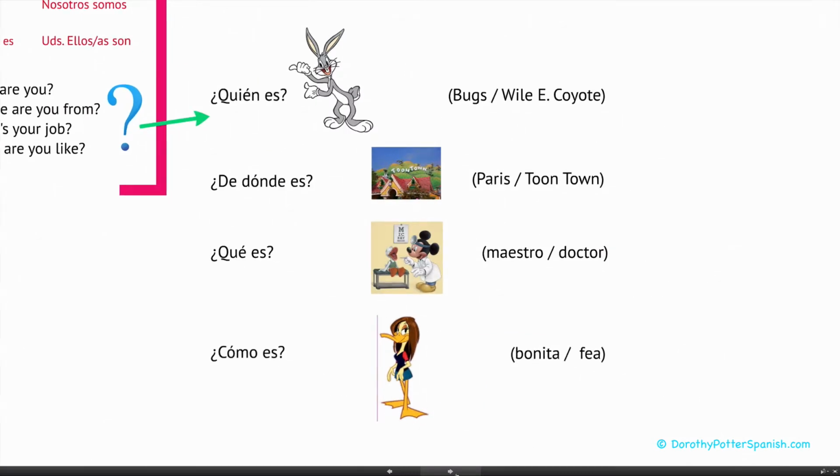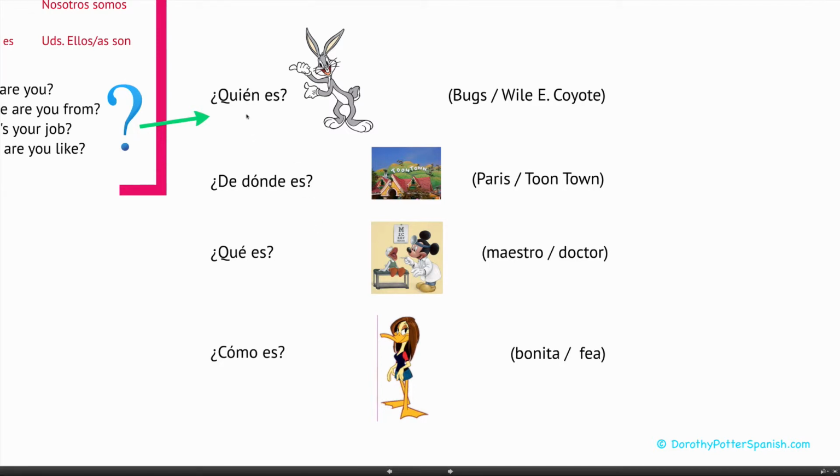Now let's practice. You saw this in class. Let's go over it again. I'm giving you choices. Look at the picture and decide what the answer is. We're also using question words, otherwise known as interrogatory pronouns. ¿Quién, de dónde, qué, and cómo? Who, from where, what, and how.